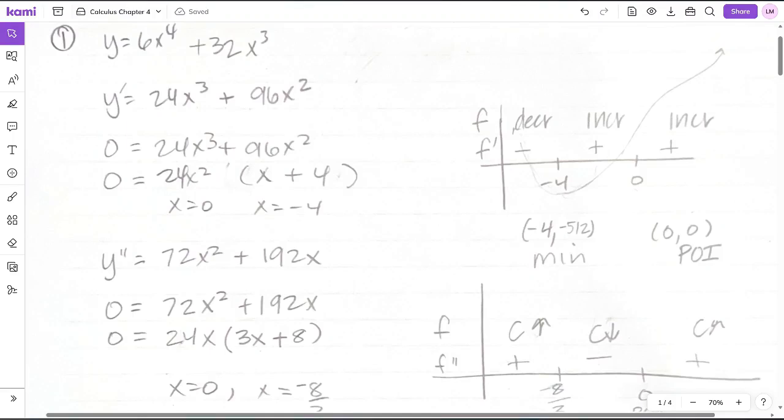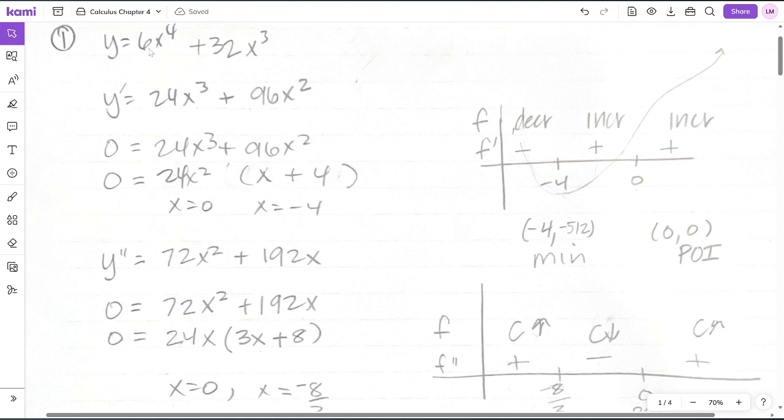Okay, so the first question says identify the coordinates of any local and absolute extreme points and points of inflection. And I believe this is the only one that asks about points of inflection. So that means you have to do the first and the second derivative. So this one's a little bit long.